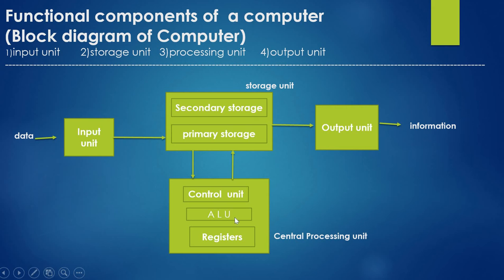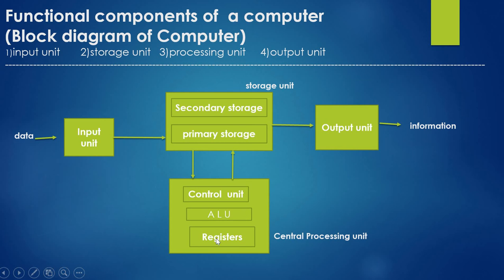Then what is this ALU? ALU means arithmetic and logic unit, and this ALU performs all the arithmetic and logic operations. The arithmetic operations are plus, minus, division, etc. Logic operations, or comparisons. All the arithmetic operations and comparisons are done by this ALU. ALU means arithmetic logic unit. CU is control unit. Then registers.